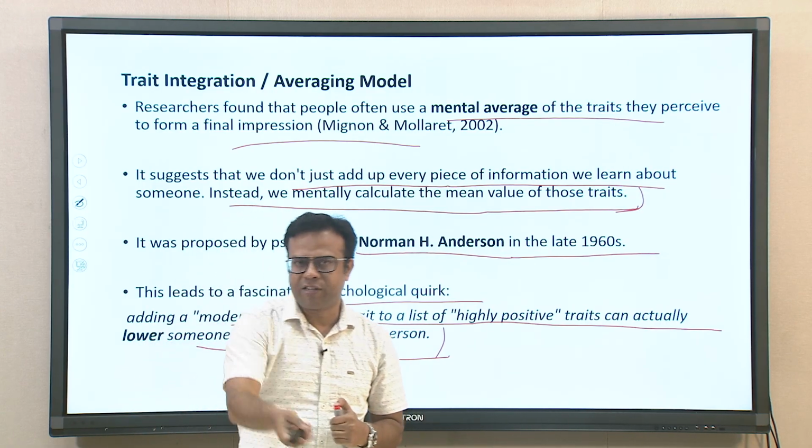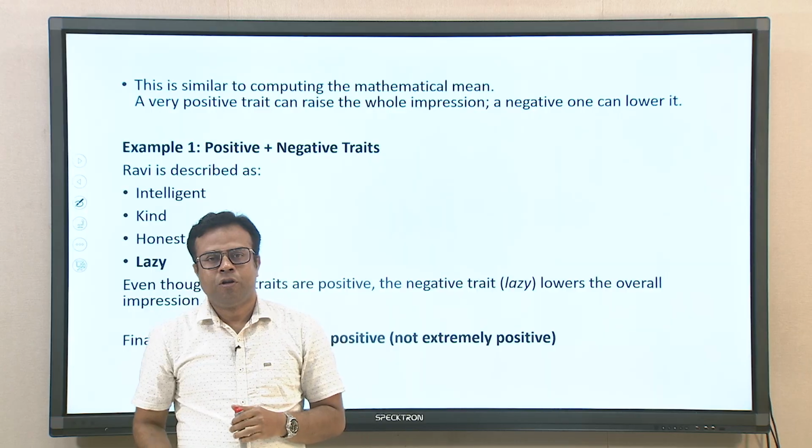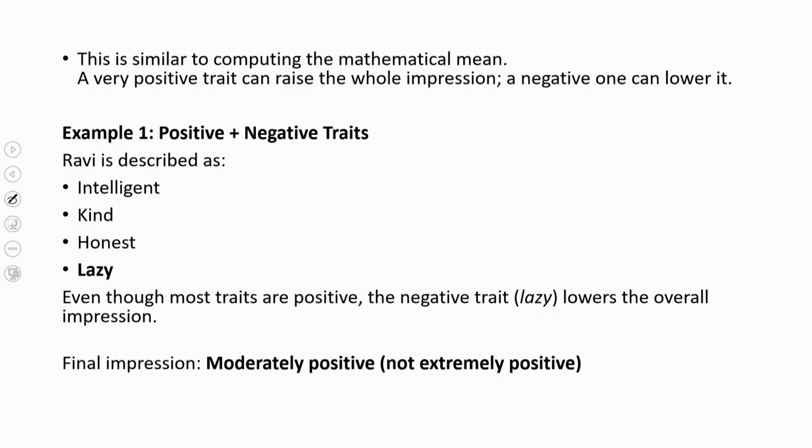We will try to understand this by some examples. So, this is similar to computing the mathematical mean or average. A very positive trait can raise the whole impression and a negative can lower it again. One negative trait could lower a lot of positive traits, so overall the positive impression can become very low.